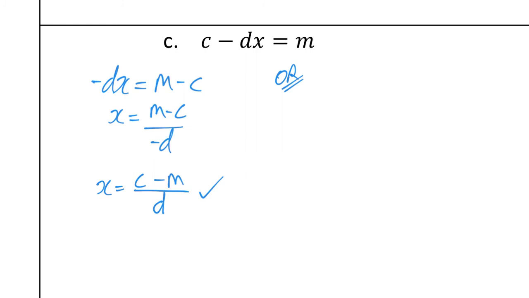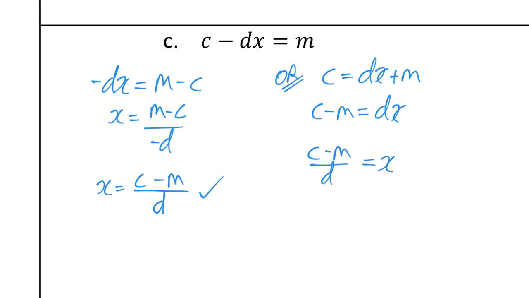The other way we could do it is you could bring your minus d across. So switch your minus d to the other side. So you'll have dx plus m, and then bring the m across. So you'll have c minus m is equal to dx. And then just divide across by the d. So c minus m all divided by d is equal to x, which of course you could write just as c minus m all divided by d. So you can see two different methods, but they're both just as good. So whichever one you prefer. I have to say I prefer the first method, but I know most people prefer the second method.